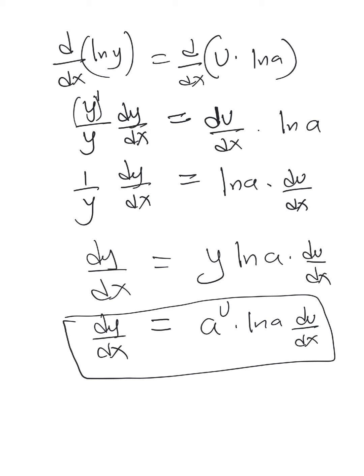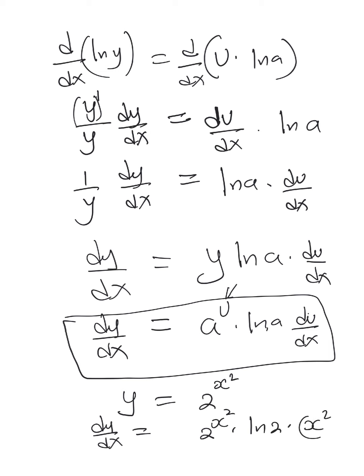But what you have to know is, if you have an exponential function, then you write the same thing, natural logarithm of a, and then differentiate the power. If I have y is 2 to the power x squared, then for dy by dx, I write 2 to the x squared, then I write natural logarithm of the base, which is 2, and then I go ahead and differentiate x squared.